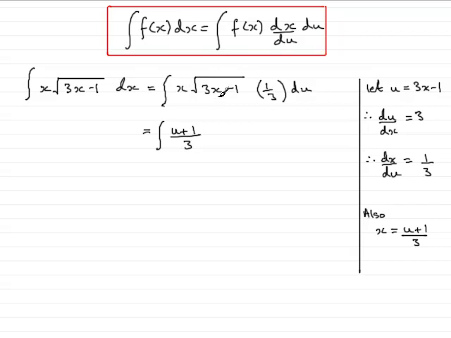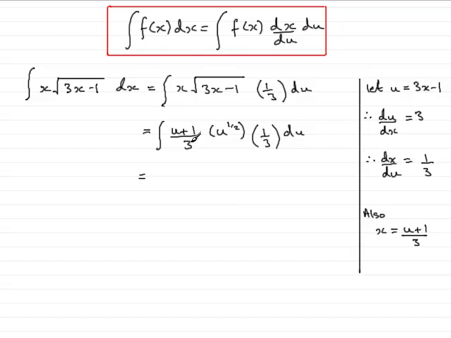Now here we have essentially the square root of u, because u is 3x minus 1. So I can write that in as u to the power 1/2, half being the square root. Then we have the 1/3 du, so write that in there. Okay, so this looks a bit messy, so what we need to do is just clean this up.